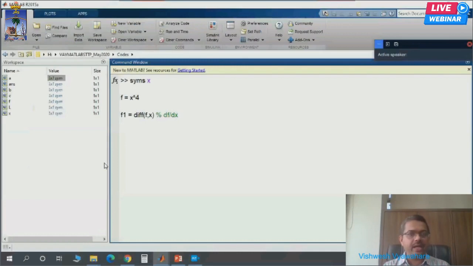So look at the 3 lines that I have written. Defining x as a symbolic variable, f is equal to x to the power 4, f of x is equal to x to the power 4 basically, and f1 is nothing but its first derivative. MATLAB should give me an answer as 4 into x to the power 3, and MATLAB has given me the answer here. You can check this answer as 4 into x to the power 3. So MATLAB helps me in calculating the derivative.